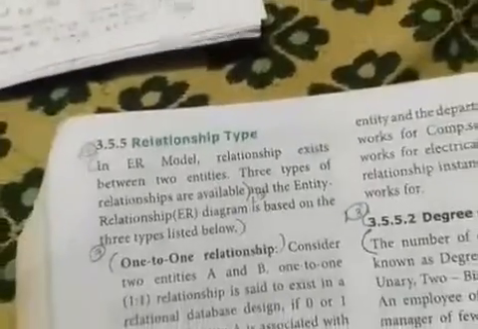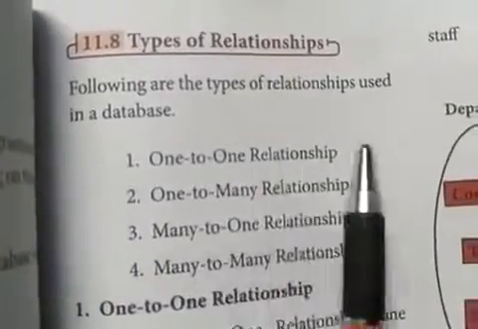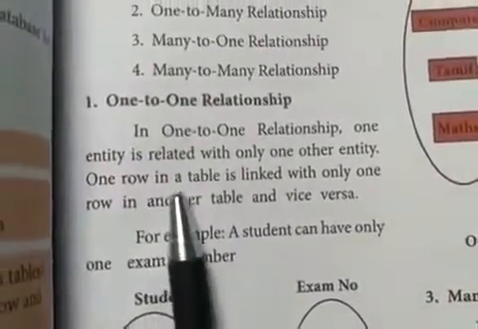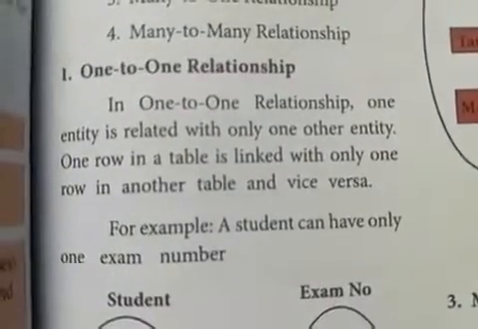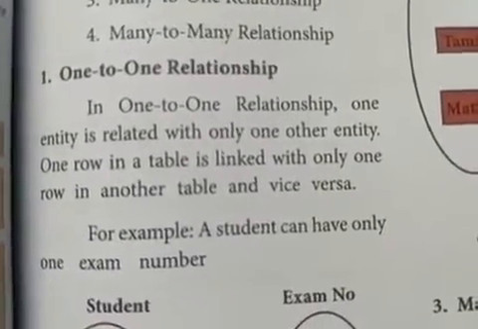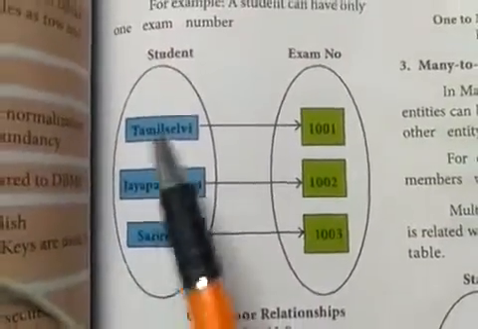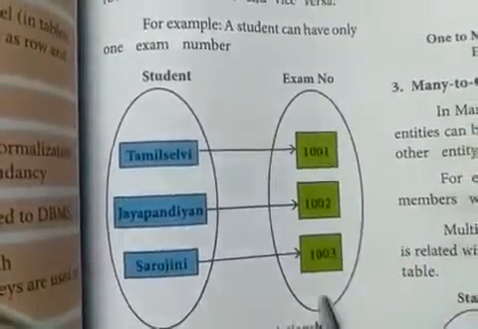With an example, so please students listen. In this book they have briefly given the types of relationship. There are four types of relationship: one-to-one, one-to-many, many-to-one, and many-to-many relationship. In a one-to-one relationship, one entity in one table or database is related with another entity or row in another table. For example, here they have given two entities, Tamil Chelvi and exam number. These are organized together in a database or table.